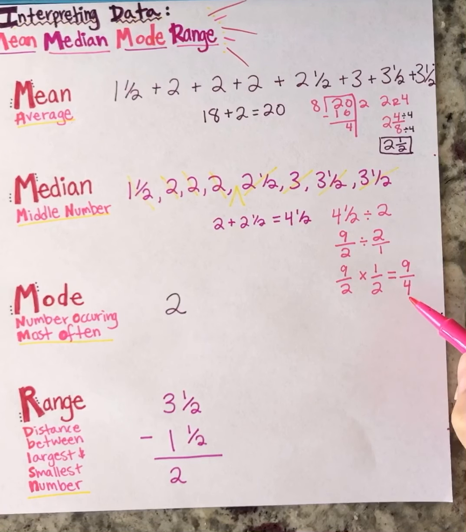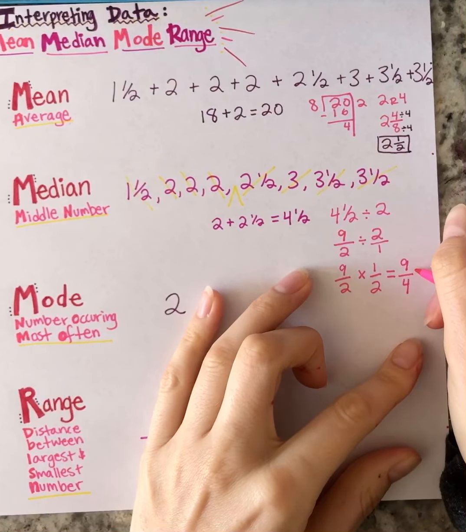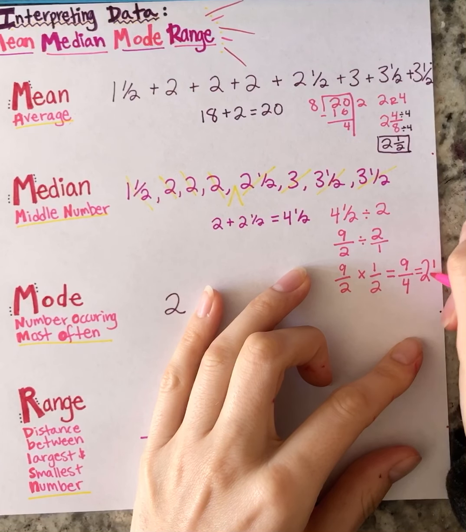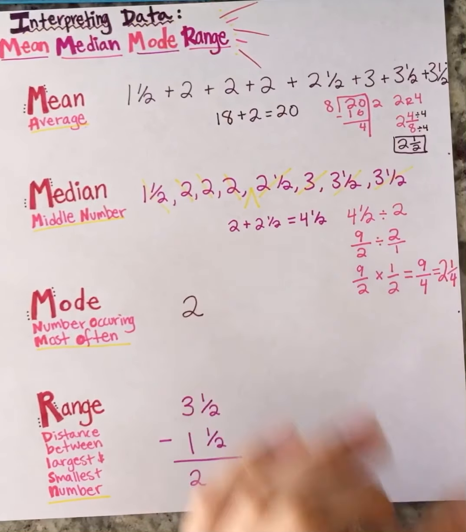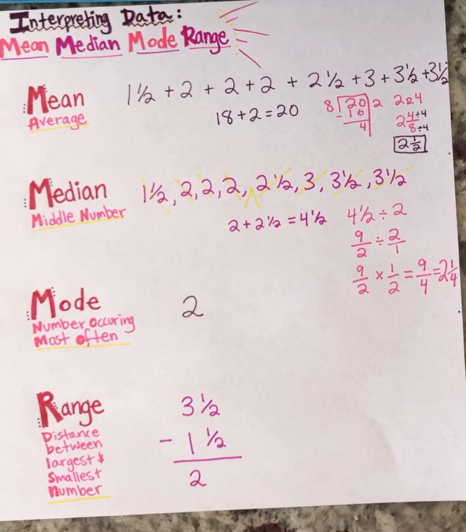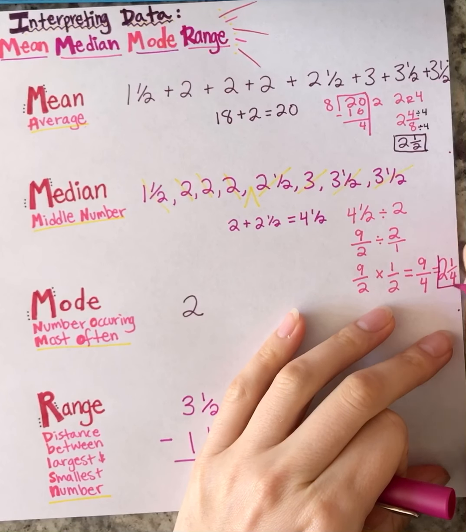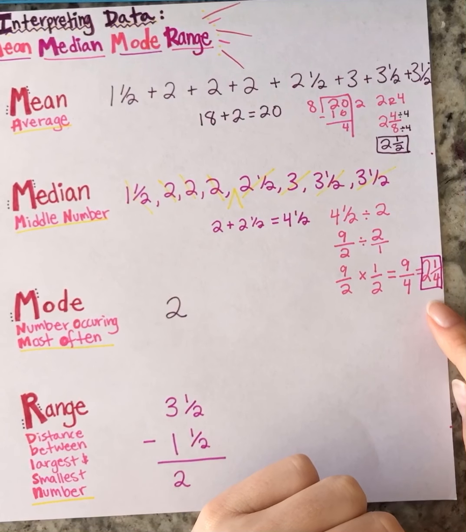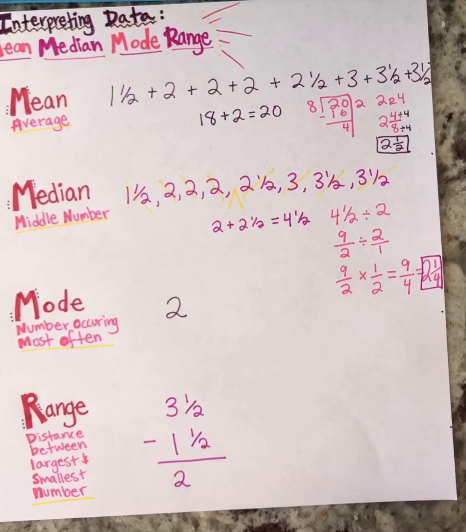We can simplify it because we know 4 goes into 9 how many times? 2 times, with 1/4 remaining. So our answer will be 2 and 1/4. That will be our middle median number. All right, thanks guys.